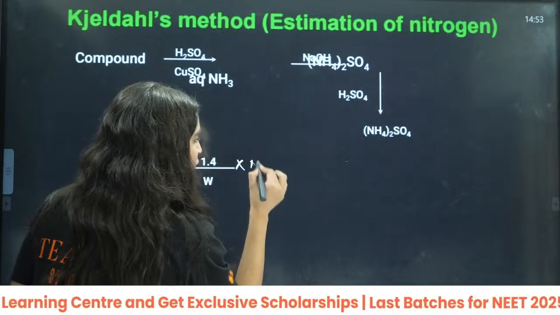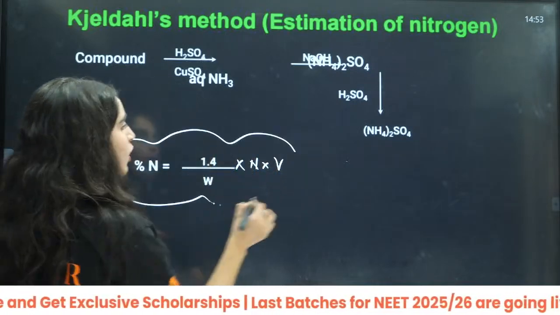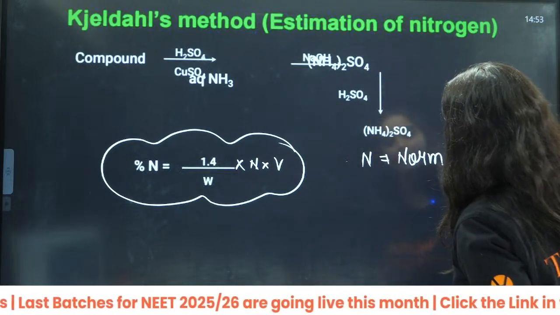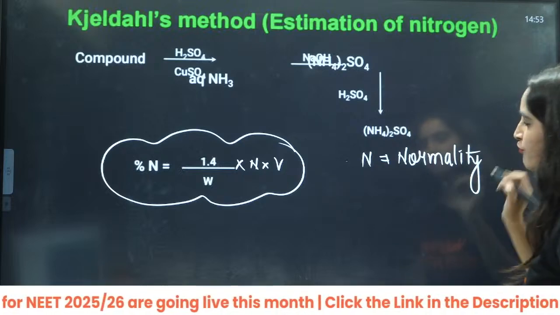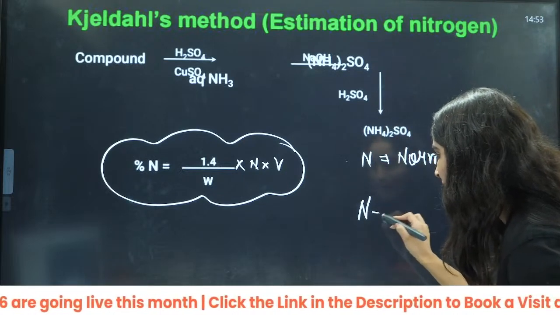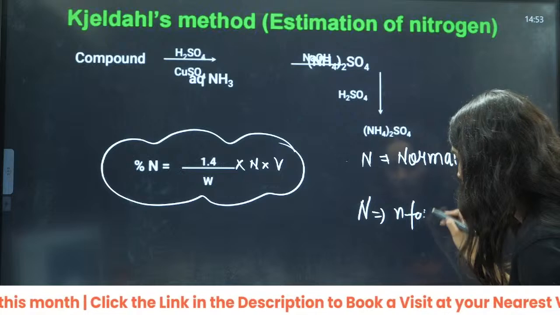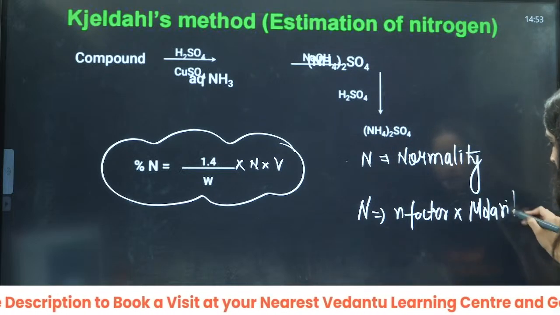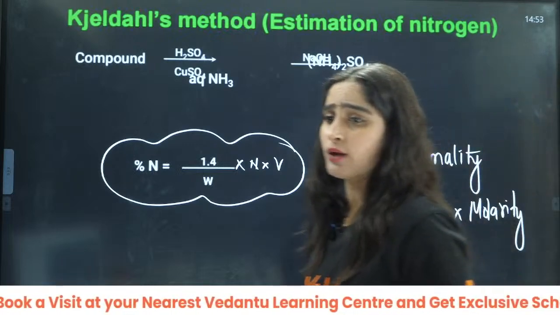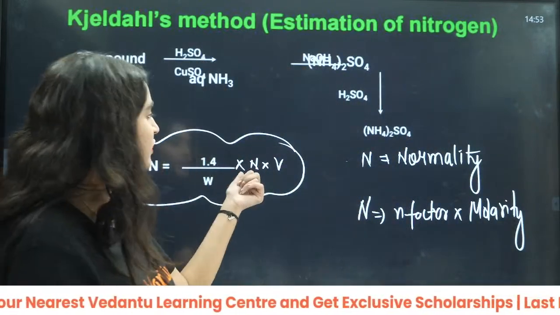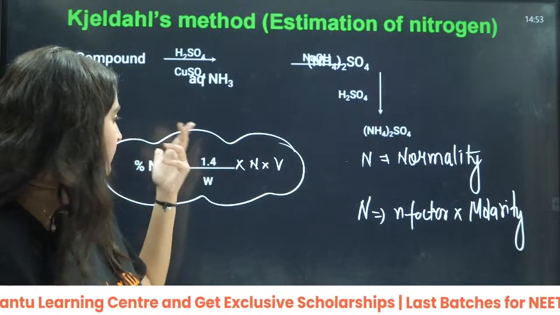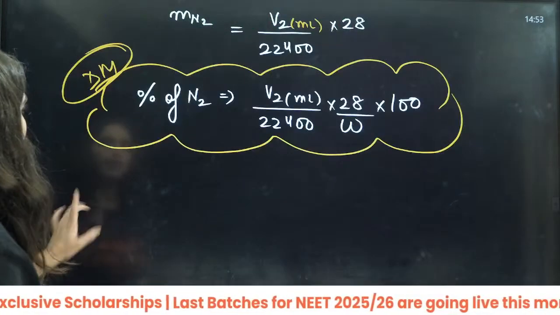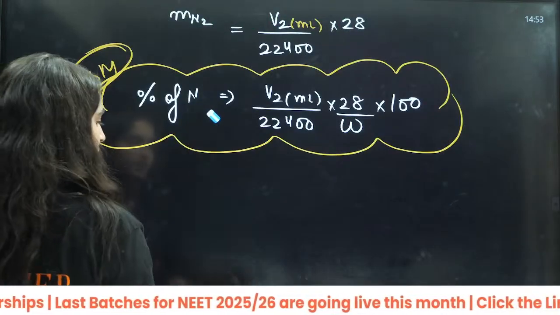So this is N into V. What is N here? N is normality. V is the volume. We know that normality is equal to n-factor into molarity. So in the question, they might give you molarity and then you have to calculate normality, and then just put the value. N will be given, this will be given, W will be given, and percentage of N you will calculate. Here also, instead of writing N2, write N only. Percentage of N.